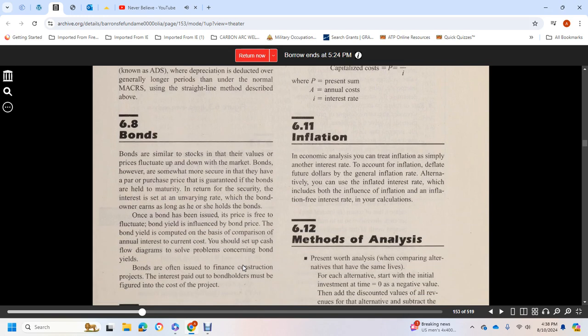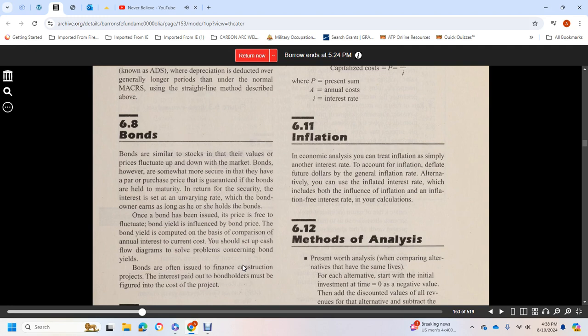6.8, Bonds. Bonds are similar to stocks in their value. The prices fluctuate up and down with the market. Bonds, however, offer some security: they have a par purchase value, which is guaranteed, and they are held to maturity with a return where the interest is set at an unvarying rate that the bond owner earns as long as he or she has the bond.